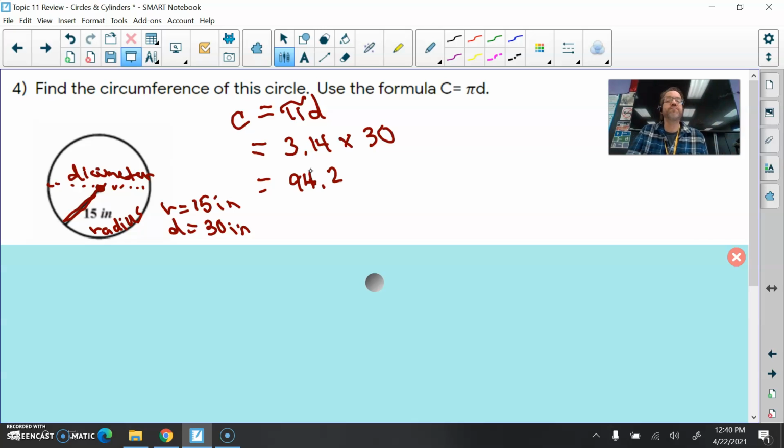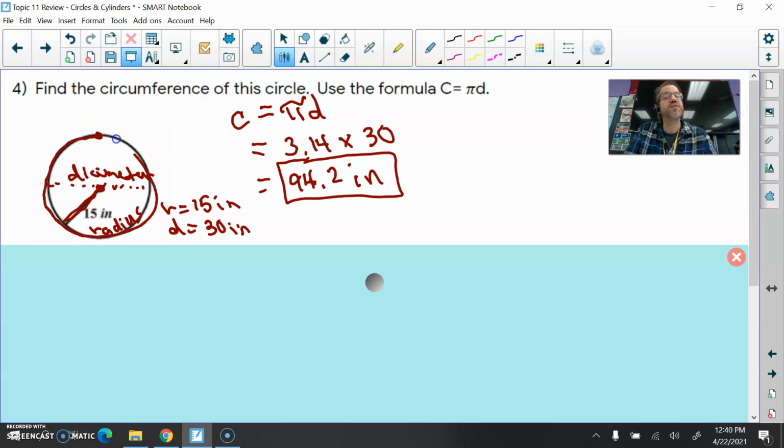94 and 2/10 is our answer. It's circumference, so it's just the distance around the circle, so it's just inches. It's not square units because it isn't area. So 94.2 inches is the distance around this circle. The circumference is this distance here.